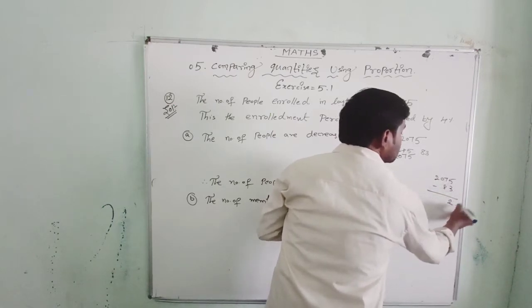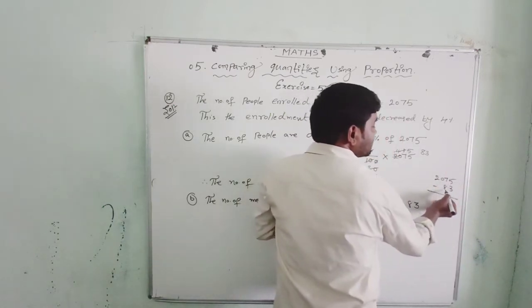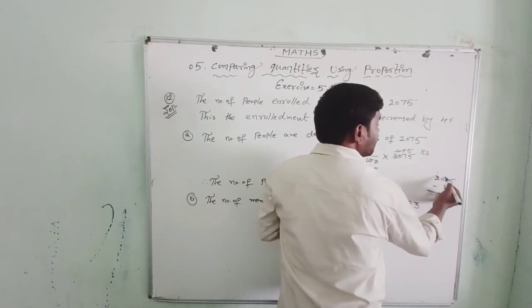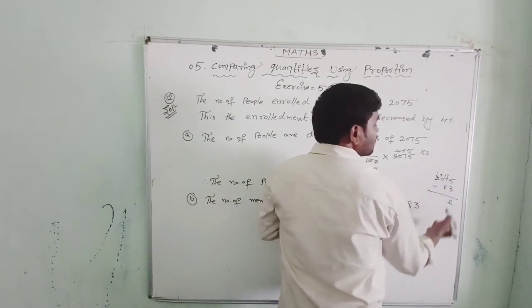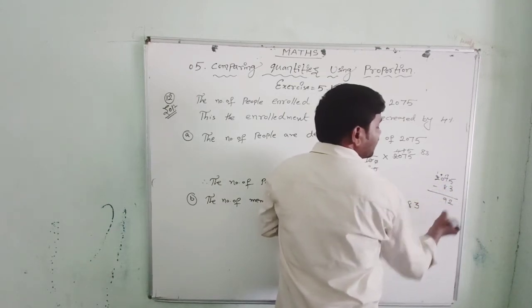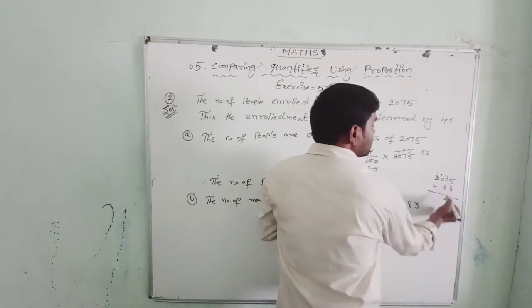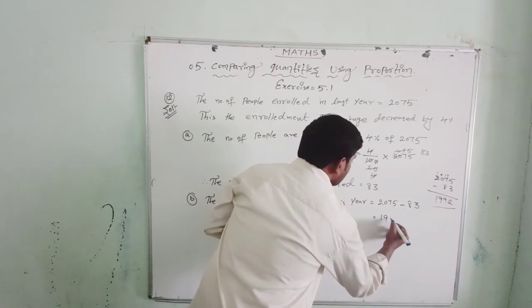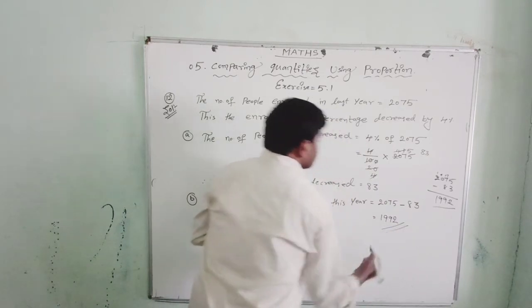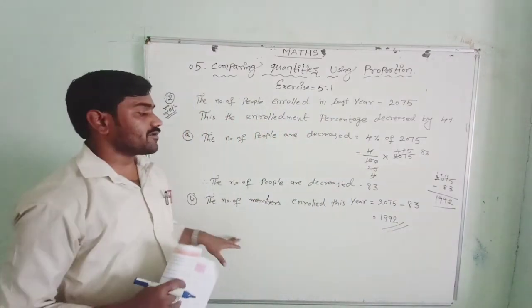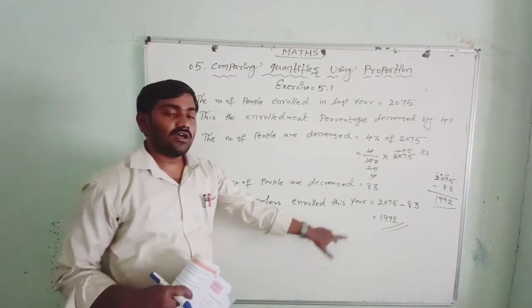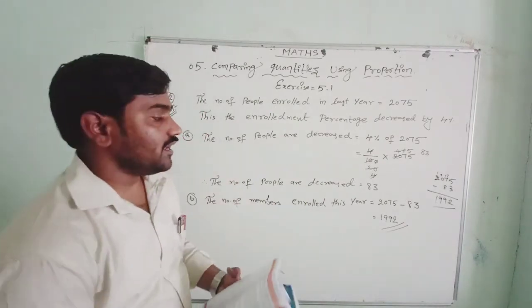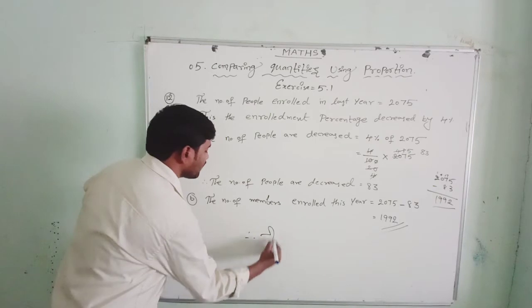5 minus 3 is 2. 7 minus 8 not possible. So it will be 1 and it is 9. It becomes 17. 17 minus 8 is 9. And it will be 9 and 1. That is 1992. Therefore, the number of people enrolled this year is 1992. Write the therefore here.